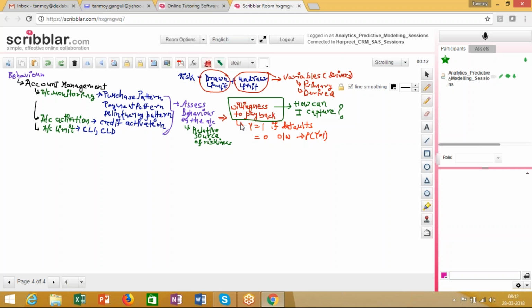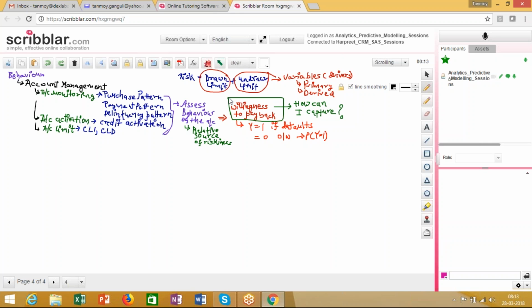So the objective of any product, at the behavior stage of the customer's credit life cycle, the objective of the analyst or the banker, is to identify the willingness of the borrower to pay back his debts. So the lower the willingness to pay back, the higher the chances of default, and the higher the chances of default, the lower the willingness of the borrower to pay back the dues.